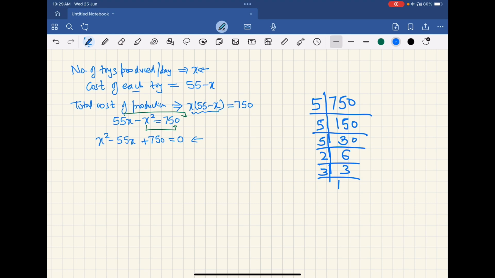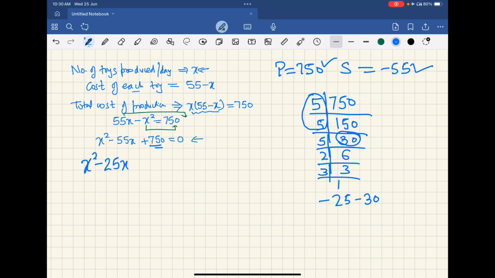Okay students, now what do we need? We want the product, which is 750, and the sum, which is the coefficient of x, which is minus 55. Can you see, 25 and 30 add up to give me 55. So if I take minus 25 and minus 30, I get minus 55 as sum, and if we multiply we get plus 750. So now with middle term splitting, let us write: x square minus 25x minus 30x plus 750 equals 0.